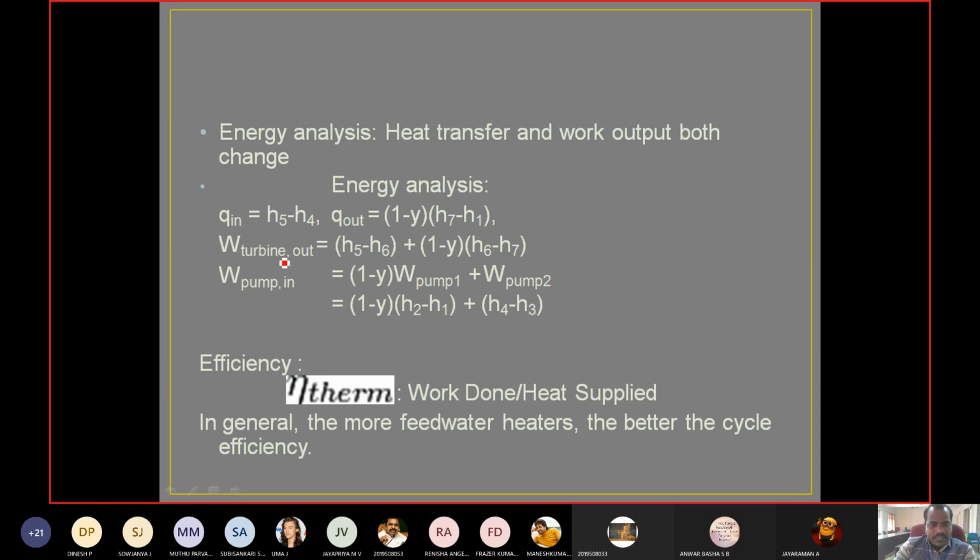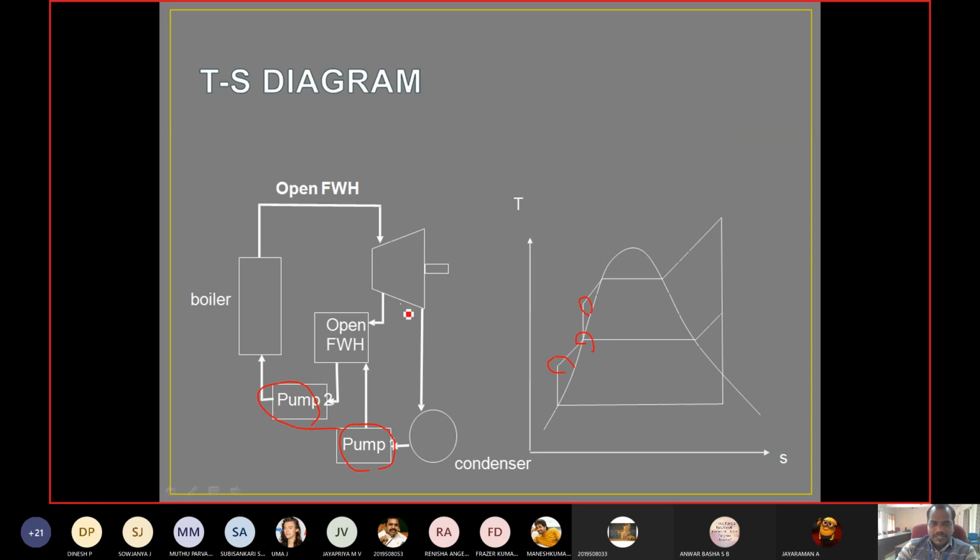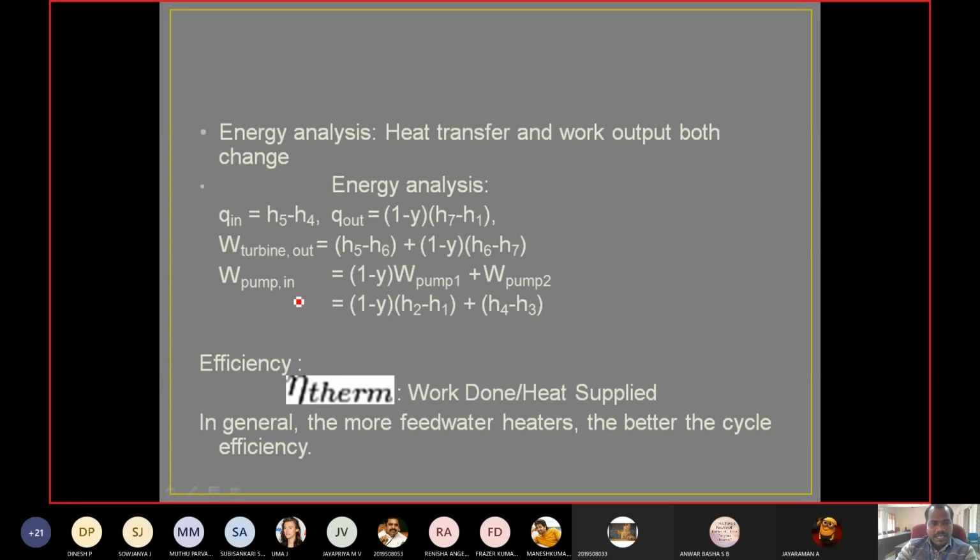So H7 minus H1. Then the work of the turbine output, WT out, will be (H5 minus H6) plus (1 minus Y)(H6 minus H7). There are two ways after the exit of the turbine, and we have to consider both. Then we are giving input to the pump, so that also can be calculated: (1 minus Y) into W pump 1 plus W pump 2, which can be written as H2 minus H1 plus H4 minus H3. Here, 1 minus X, do you know what X is?